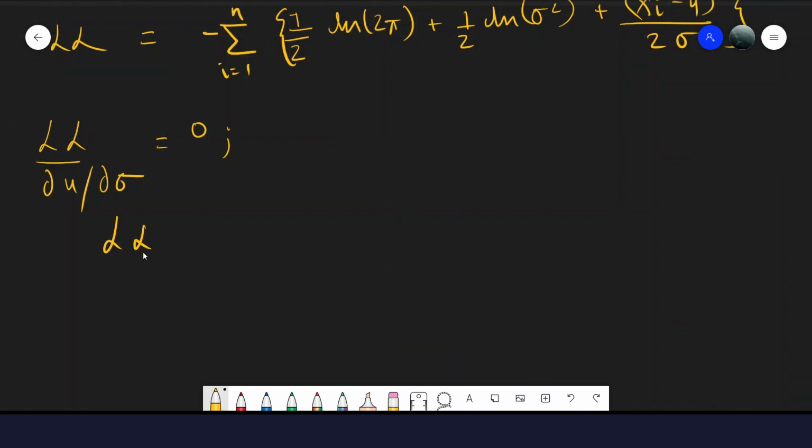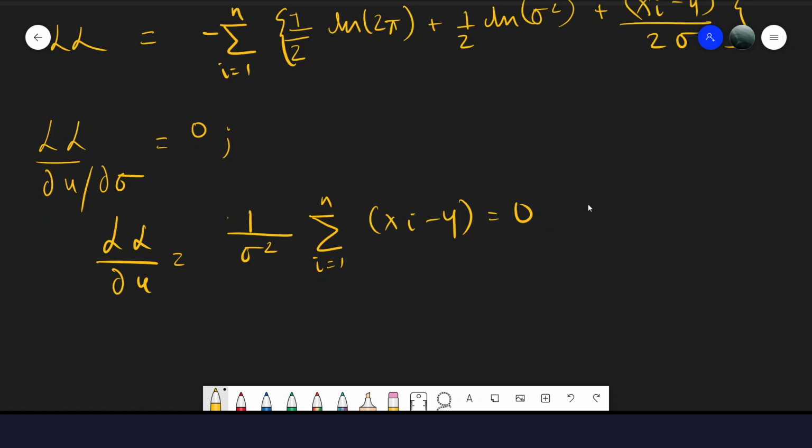So I'll take LL and I'll differentiate it with respect to mu. I'll leave the solving to you as an example exercise or homework. If you solve this, when you differentiate with respect to mu, which is the mean, you get 1 by sigma square, sum over i equals 1 to n of xi minus mu, is equal to 0. So this can be reduced to mu equal to 1 by n sigma xi, where i equals 1 to n.